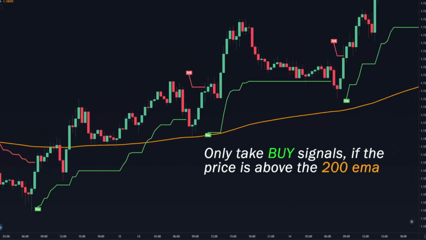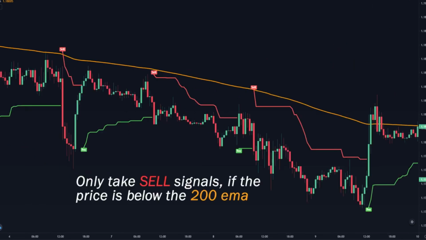So you only take buy signals from the super trend when the price is above the 200 EMA line. And you only take sell signals from the indicator if the price is below the 200 EMA line. Let me give you an example.